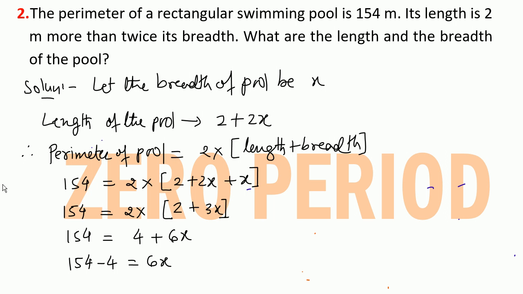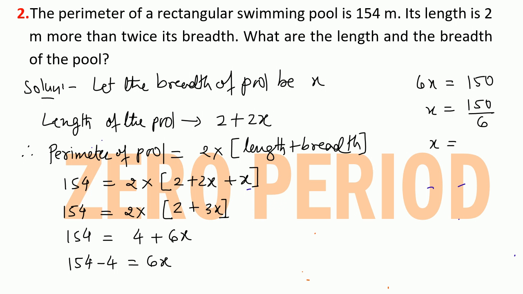Then move further, 6x is equal to 150. Now the equation was 154 minus 4, you will get 150, and here it is 6x. Here I just change the sides, 6x equal to 150. Now get the value of x by transposing 6 to the right hand side, 150 divided by 6.